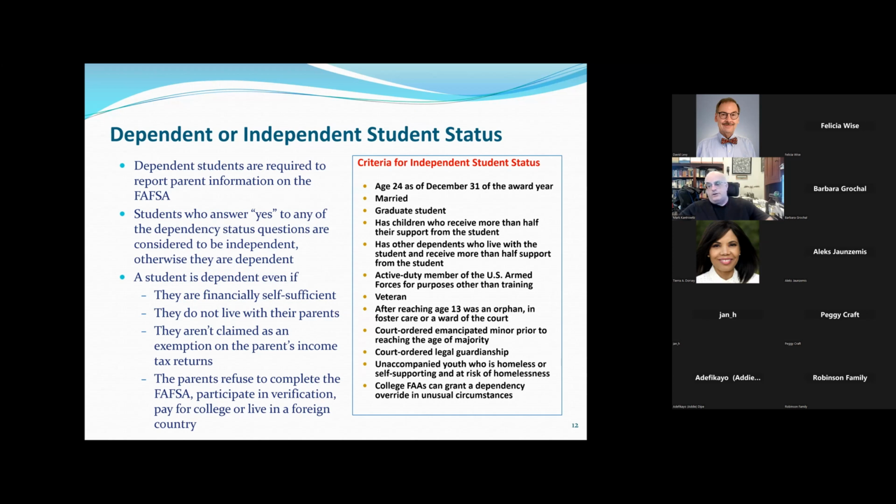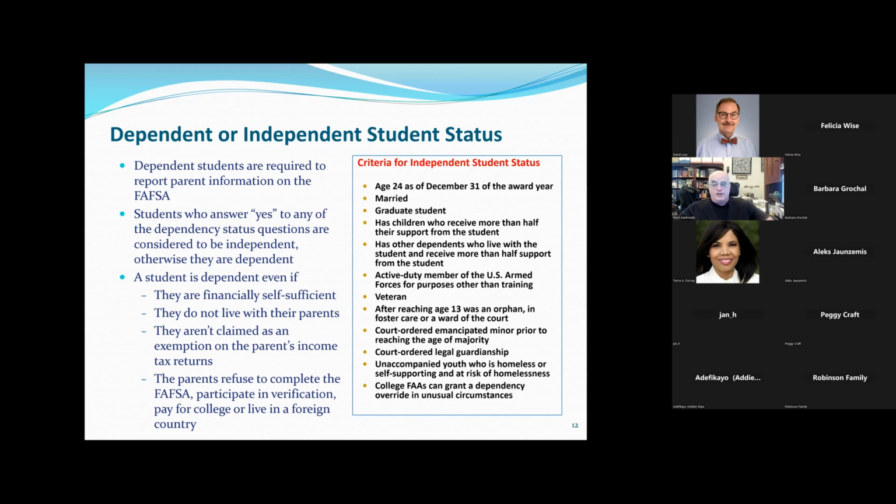Now, none of the following criteria, either alone or in combination, is sufficient for a college to perform a dependency override, which is the last option for a student to become an independent student. So if the student is financially self-sufficient, does not live with his or her parents, is not claimed as an exemption on the parent's federal income tax return, and the parents refuse to complete the FAFSA, participate in verification, pay for college, or live in a foreign country, all of those in combination are not sufficient for the student to be considered an independent student, and they're not enough for the college to perform a dependency override. We'll get into dependency overrides in a bit.